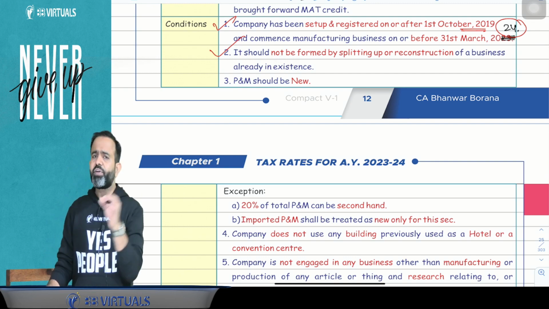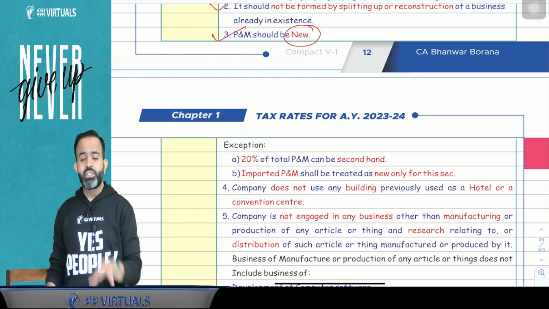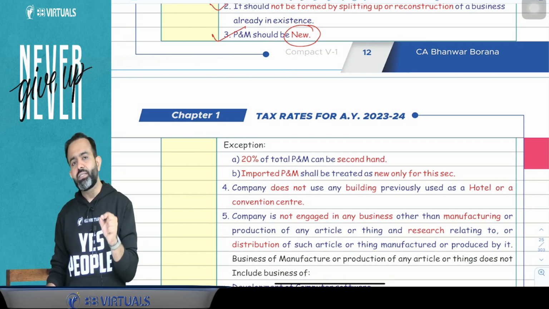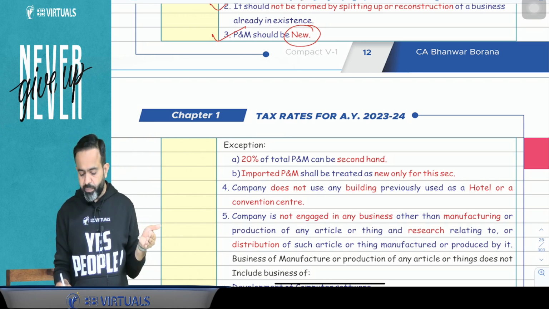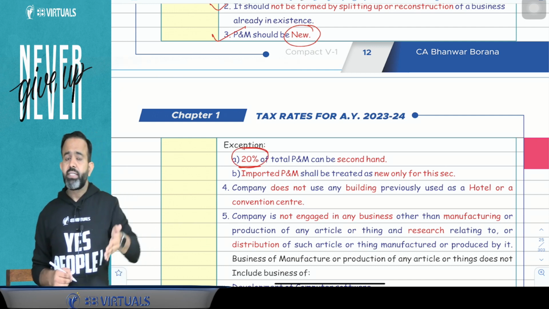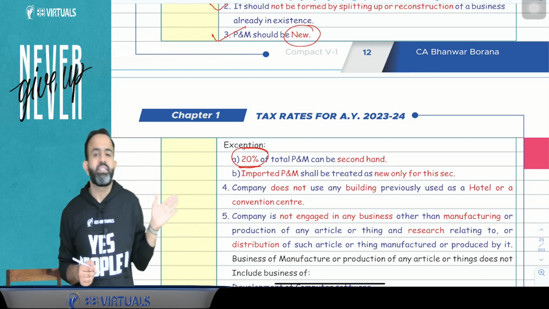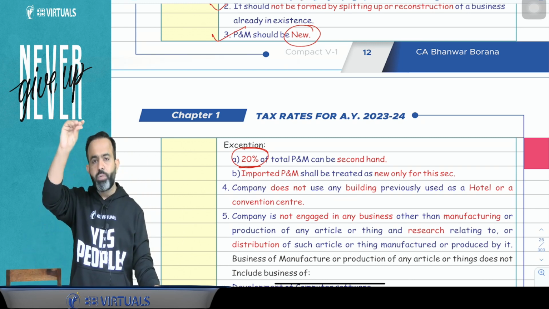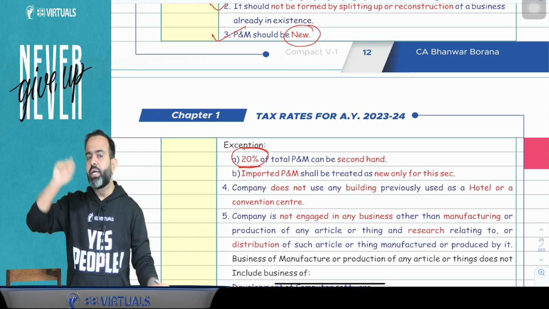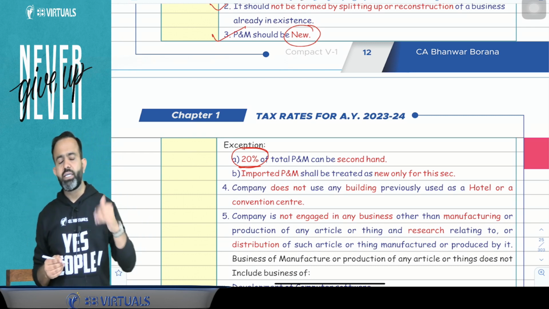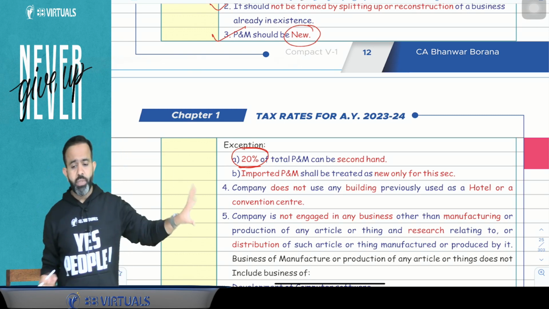Third condition, whatever plant and machinery required by that company, that plant and machinery should be new, but there are two exceptional cases. One is 20% of the total plant and machinery can be second hand. And second is imported second hand plant and machinery will be treated as new only for the purpose of this section. Normally your plant and machinery should be new, but there are two exceptional cases: 20% can be second hand plant and machinery, and whatever imported second hand plant and machinery will be treated as new only for the purpose of this section.